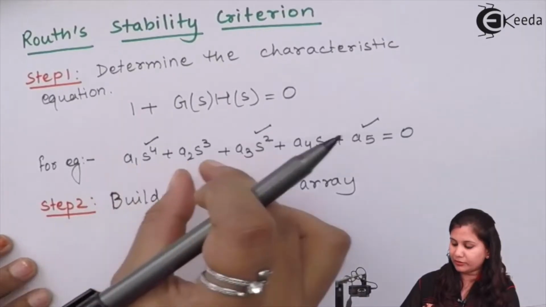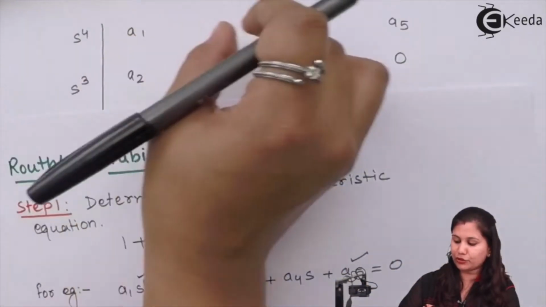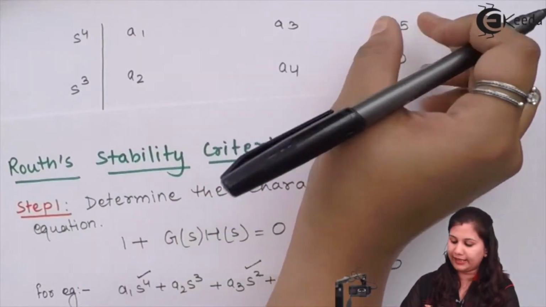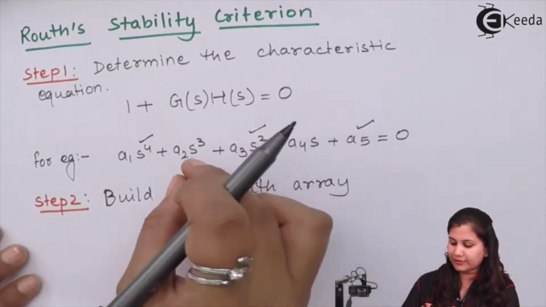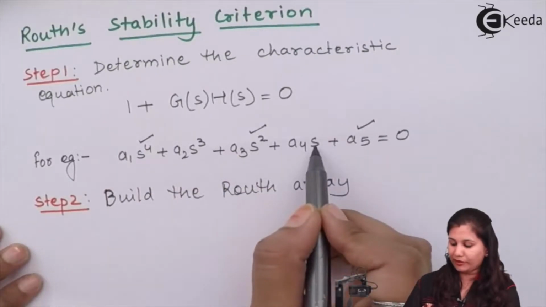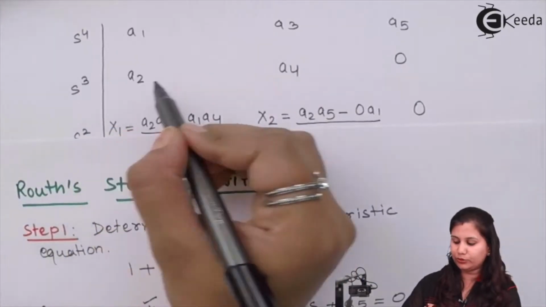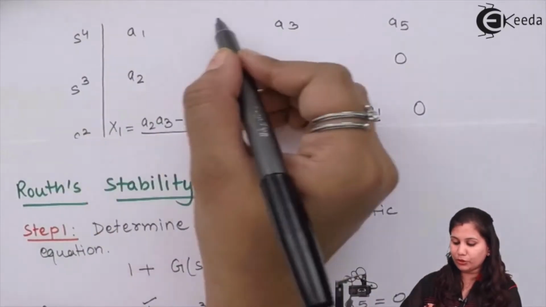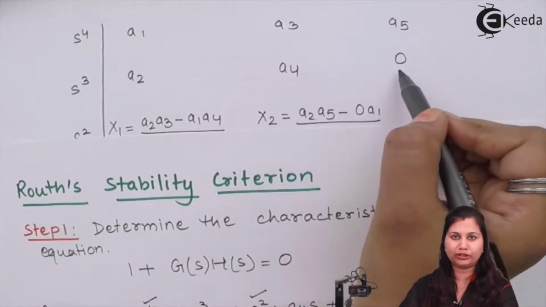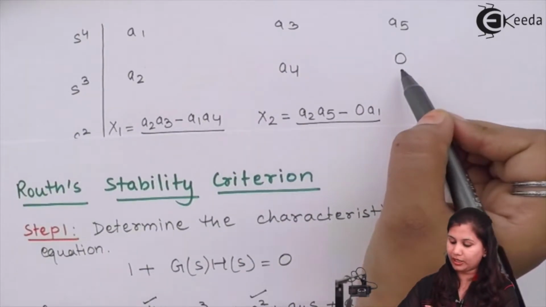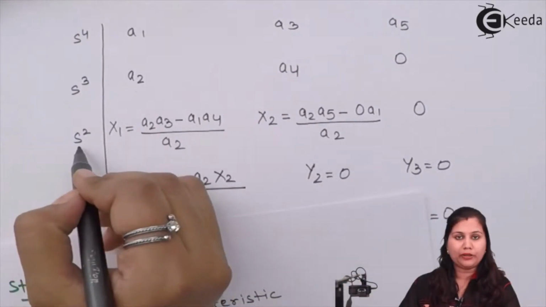We are going to write their coefficients as the first row of this array: a1, a3 and a5. Then for the odd powers of s coefficients we are going to write a2, a4. If any of the coefficients is missing in the array, then we will write 0 for that coefficient. Okay. Now s to the power 2.